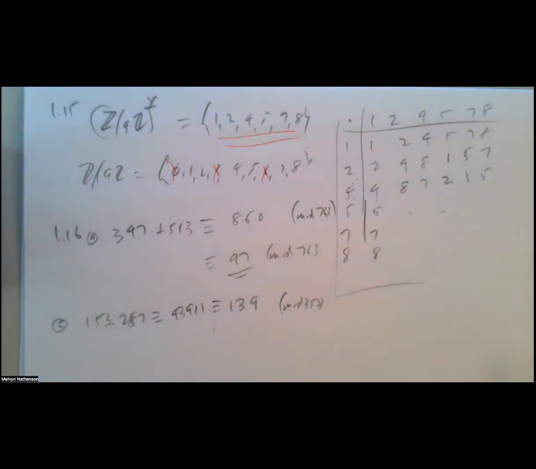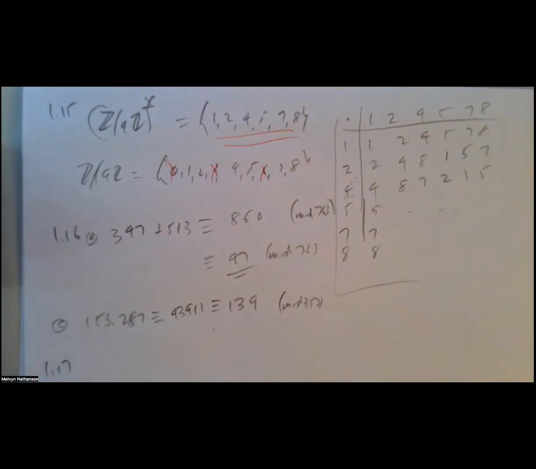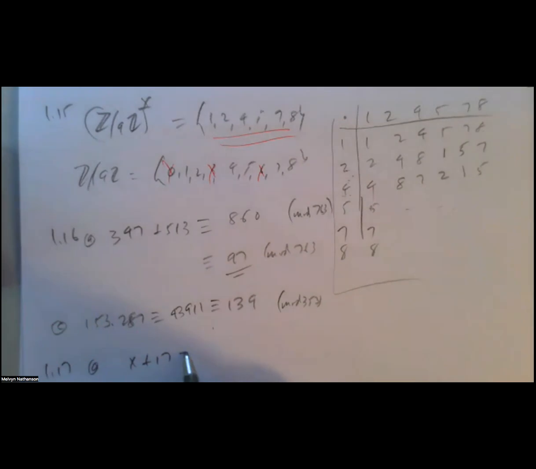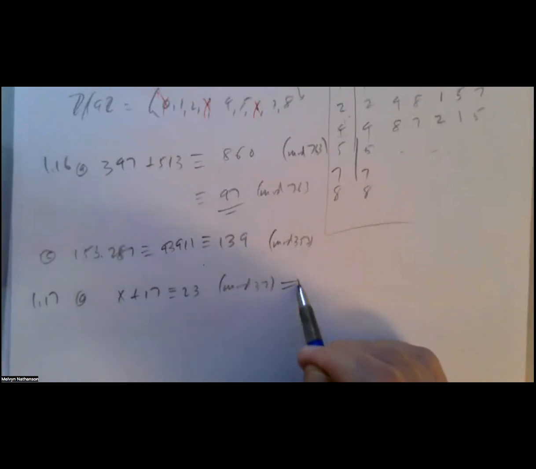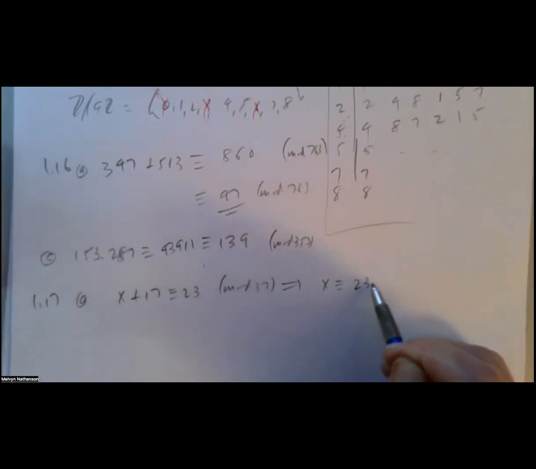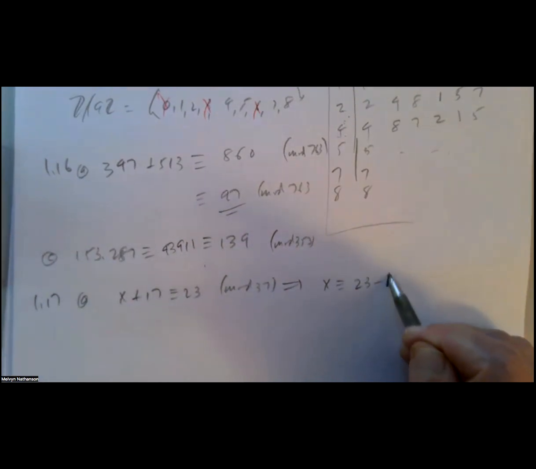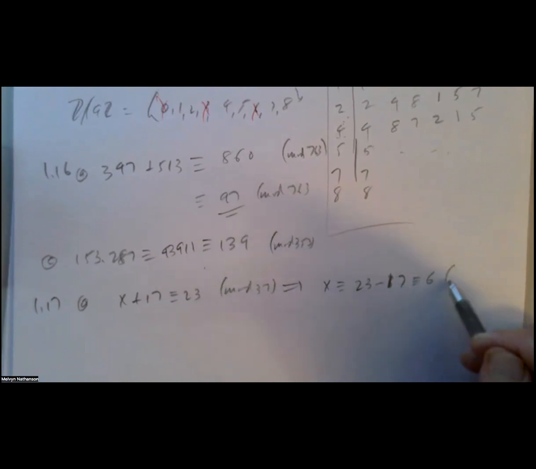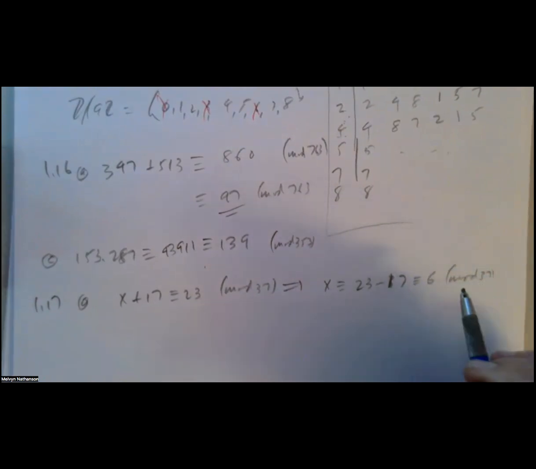Let's see, 17 and 18. So 17, we want to solve some equations. The first equation is easy. This is x plus 17 congruent to 23 mod 37. So that means x is congruent to 23 minus 17. So x is 6 mod 37.